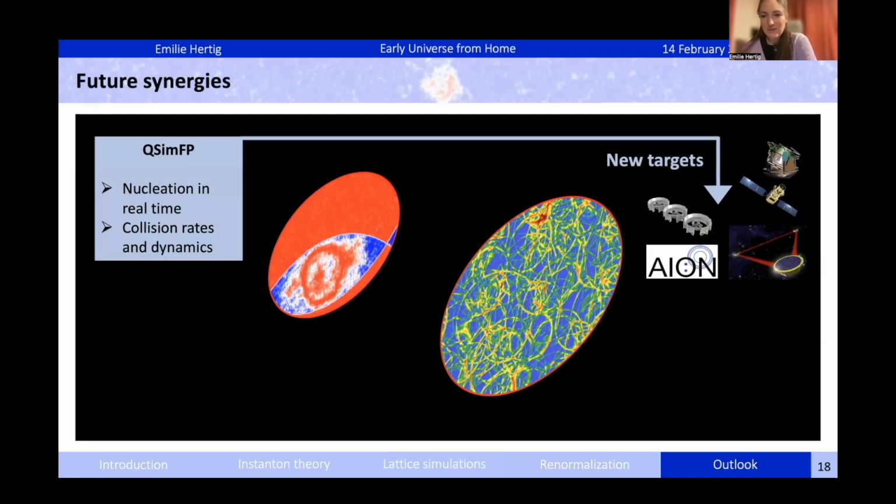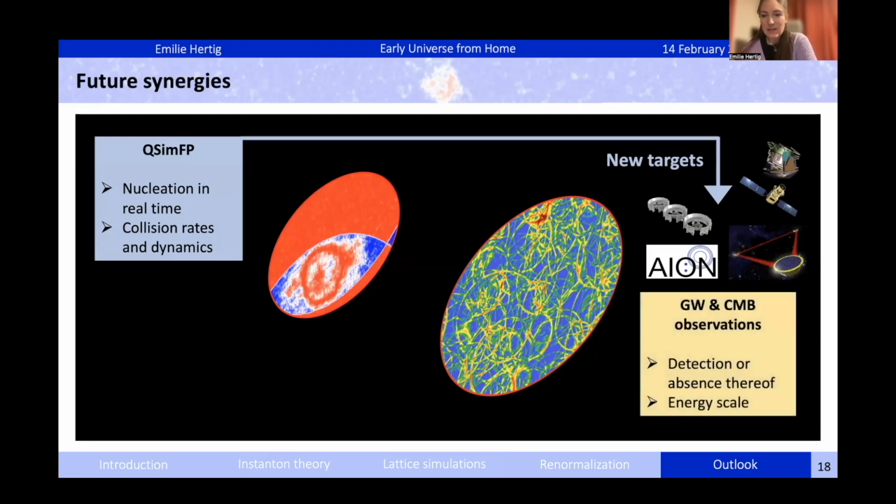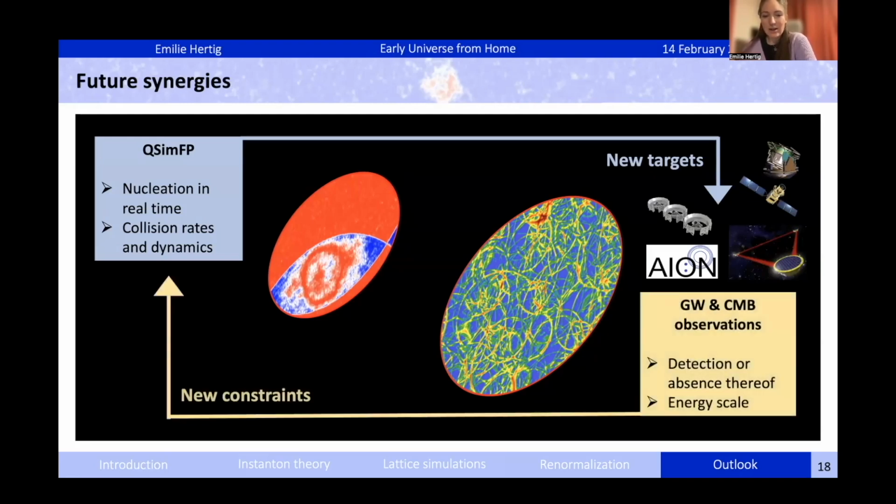And all of these really sensitive observations will then be able to set new constraints on the characteristics of early universe phase transitions and hopefully help us unveil the origins of our universe.